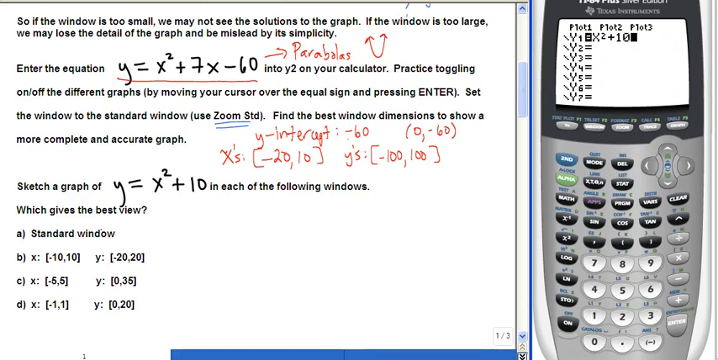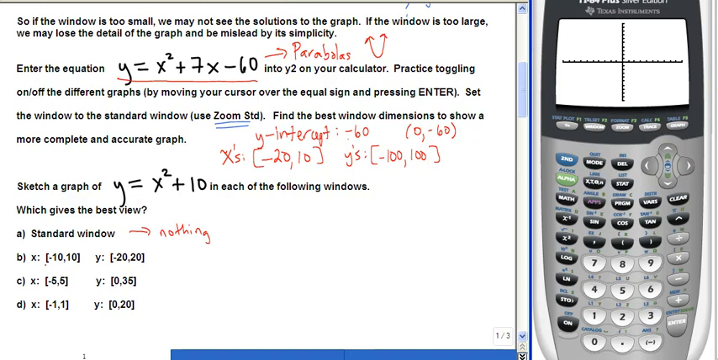The first window that we're being asked to use is just a standard window, which is negative 10 to 10 for x, negative 10 to 10 for y. And instead of taking the time to type all that in, just go to Zoom, Standard, which is option number 6. So if I graph this, notice I don't see anything. In this particular window, we see nothing. So obviously this is not the best window choice.